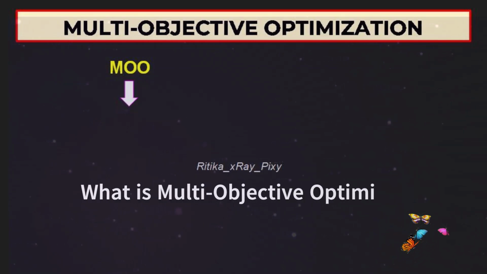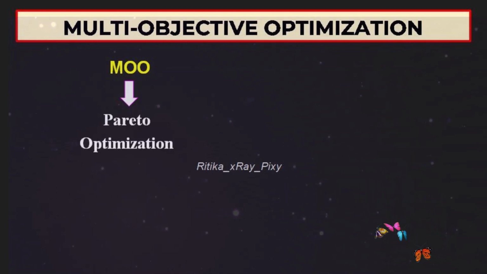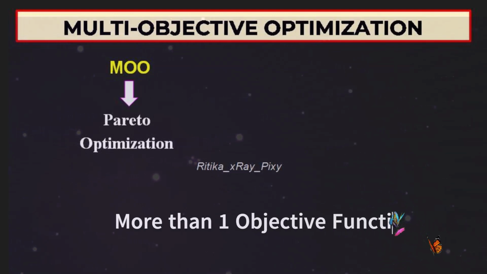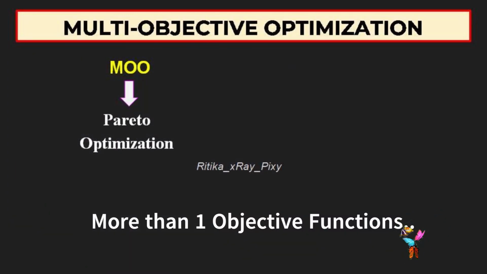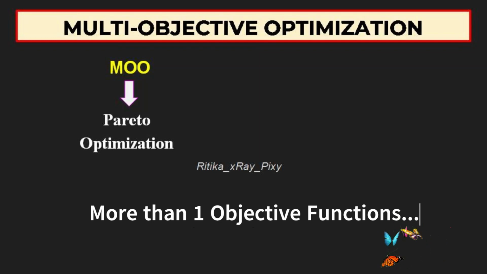First question is, what is multi-objective optimization? Multi-objective optimization is also known as Pareto optimization. That is a field of decision making which deals with problem containing many objective function. Many objective function means that is more than one objective function to be optimized simultaneously. So we have here multiple objective function that need to be optimized simultaneously.